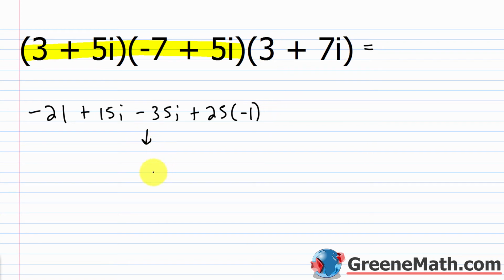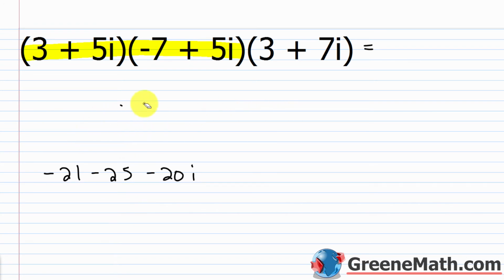So this would be equal to what? You'd have negative 21. 25 times negative 1 is negative 25. So let's put minus 25. And then 15 minus 35 is negative 20, so minus 20i. So negative 21 minus 25 is negative 46. So let's erase this. And we're going to write negative 46, then minus 20i. And this will be multiplied by 3 plus 7i.